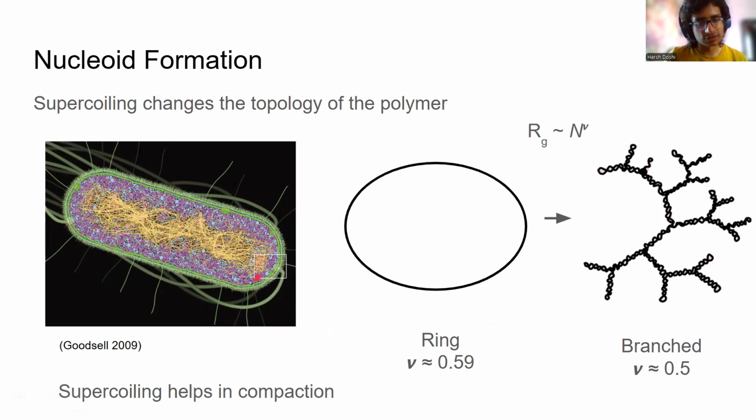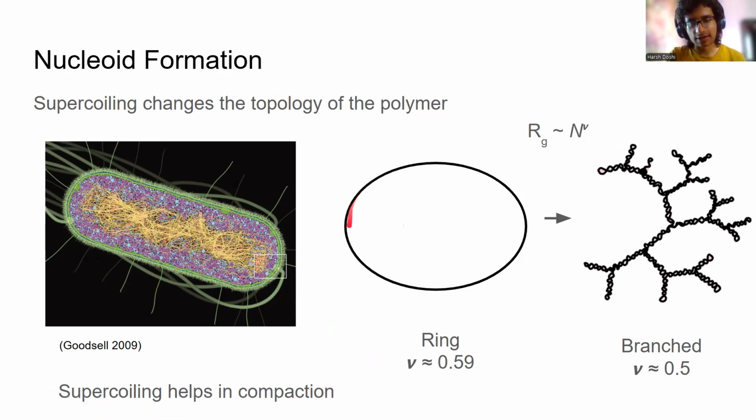So here I've shown an illustration of an E. coli bacteria, and this yellow stringy substance is the DNA or chromosome content. It occupies a subvolume present in the bacteria, which is called the nucleoid. And in order to be packed into this very compact structure, one of the aids could be supercoiling.